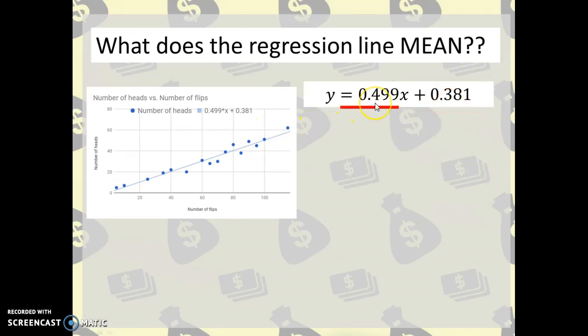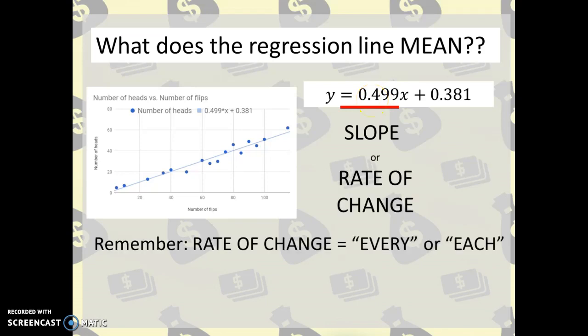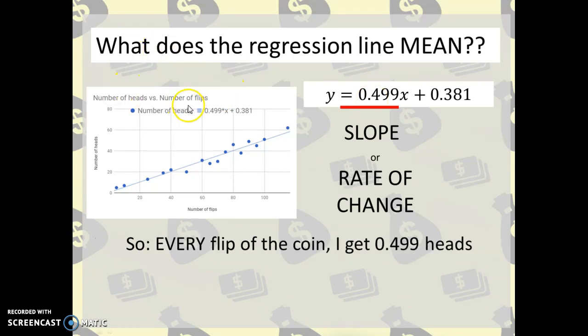That number in front of the X, this is the critical one. We're talking about linear growth. Every hour, what do I earn? That number is the slope or the rate of change, and that means rate of change is every year each. So what does it mean? What is this? Coin flips. Coin flip means, every time I flip the coin, I get 0.499 heads.